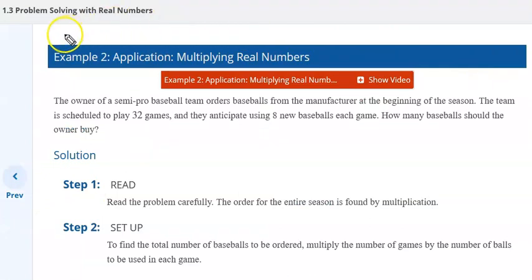In example 2, and you want to write this down, example 2, you don't have to write the problem, but here an owner of a semi-pro baseball team orders baseballs from the manufacturers. In the beginning of the season, the team is scheduled to play this many games, and they anticipate using this many baseballs each game. So again, you've read it, may pause, reflect. What mathematical operation do you think we'd use here? Well, this many games, this many balls, it looks like multiplication.